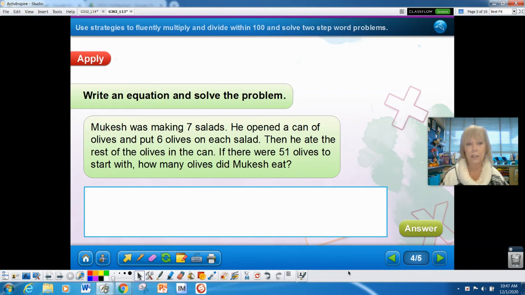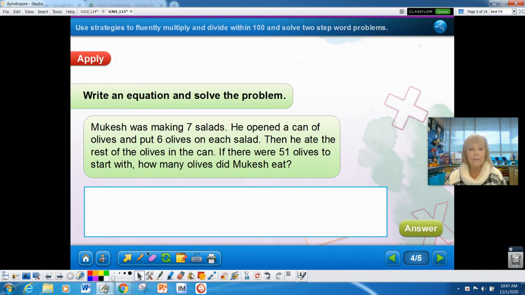So let's take a look here. This is what's going to be happening on your page. You're going to write an equation and solve the problem. As we read our problem, it says Mukesh was making 7 salads. He opened a can of olives and put 6 olives on each salad. Then he ate the rest of the olives in the can. Oh, he sounds like me. If there were 51 olives to start with, how many olives did Mukesh eat?